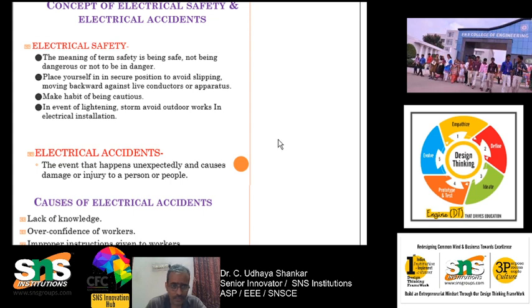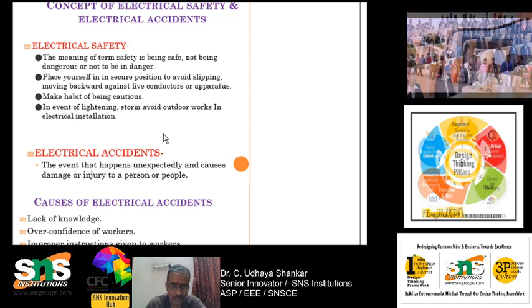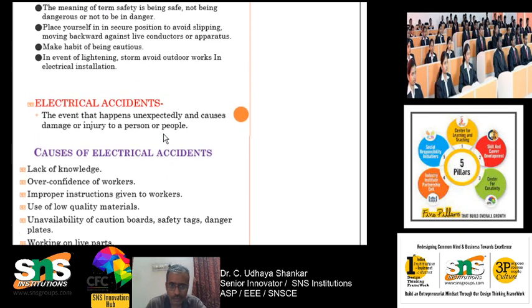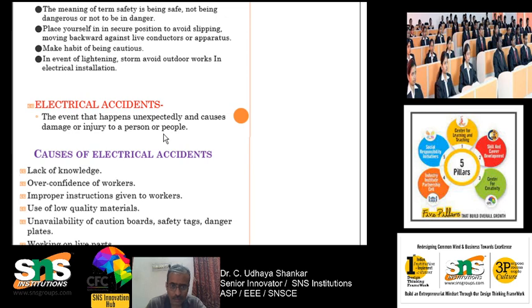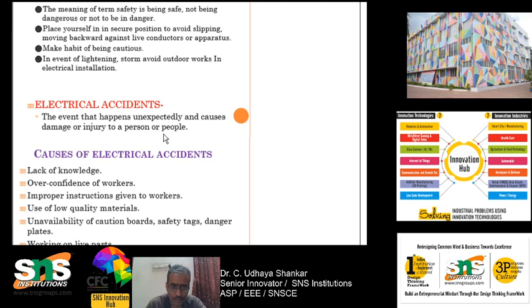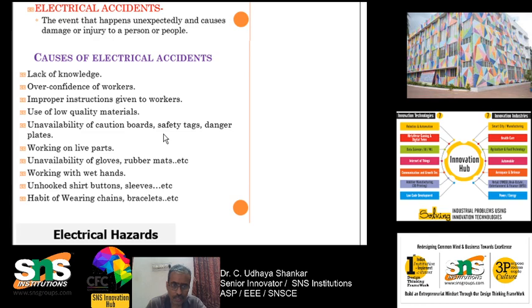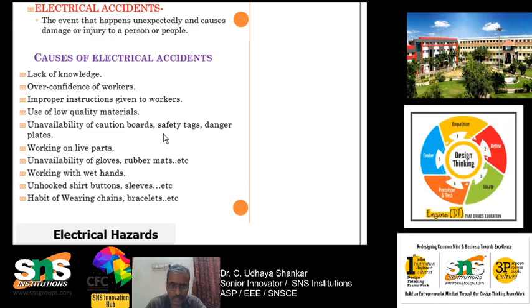Safety aspects, as you can see, are all about electrical safety. What do you mean by safety? The meaning of the term safety is being safe and not being dangerous. You have to place yourself in a secure position to avoid slipping or moving backward against live conductors, and also make a habit of being cautious. In the event of a lightning storm, avoid outdoor work in electrical installations. An electrical accident is an event that happens unexpectedly and causes damage or injury to a person.